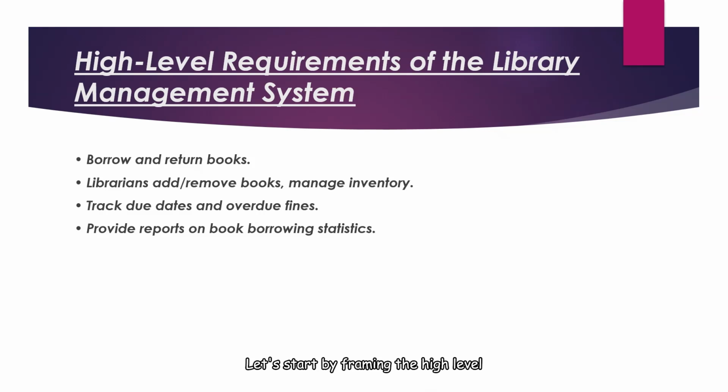Let's start by framing the high-level requirements. The system must allow users such as students, staff, or guests to search for, borrow, and return books. It must help librarians manage book inventory by adding new books and removing outdated ones. Additionally, the system should track book availability, calculate overdue fines, and generate basic reports like most borrowed books or user borrowing histories. Importantly, it should support multiple copies of the same book, distinguishing between individual book copies rather than just titles. Remember, gathering clear requirements upfront prevents costly rework later in the design phase.